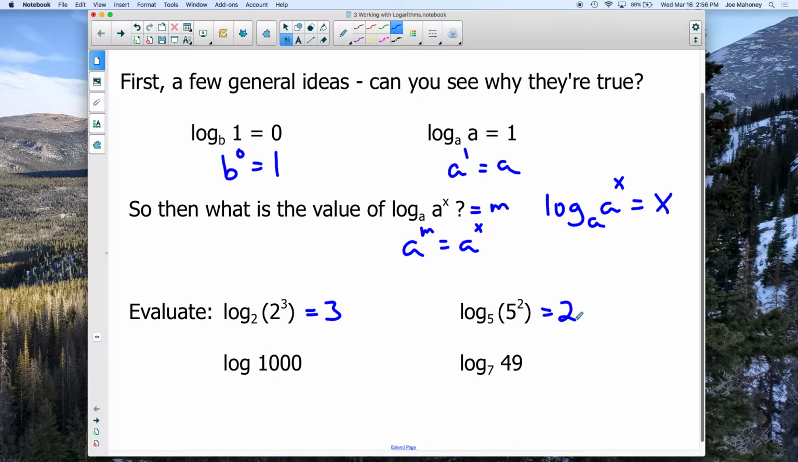Note that there's no base written down here, which implies that it's a base 10. And I can think about writing 1,000 as 10 to the third power. And again, remember, a logarithm's value is the exponent of the base that gives the number. So 10 cubed is 1,000. Can you do the same with the last one? I want to think of 49 as maybe 7 squared, and that should tip you off that it's going to be 2. Pretty cool things. That's having a good understanding of logarithms. That's what we're all about today, man.